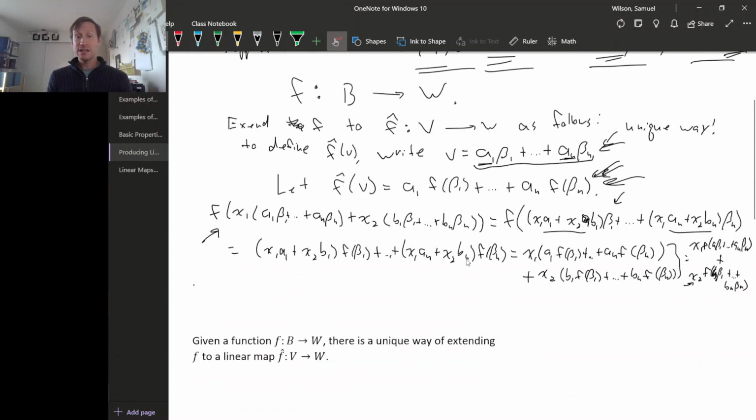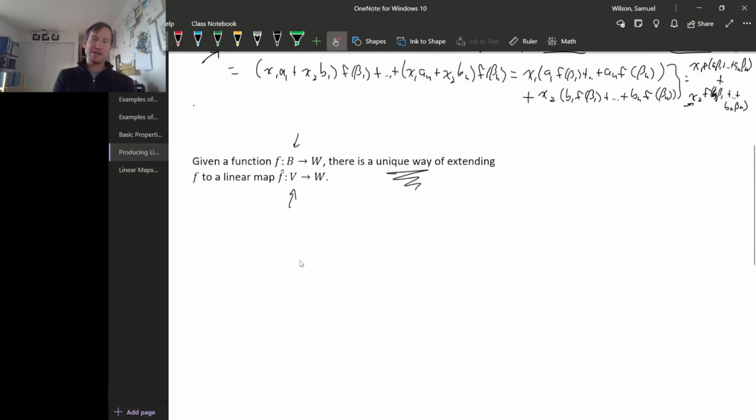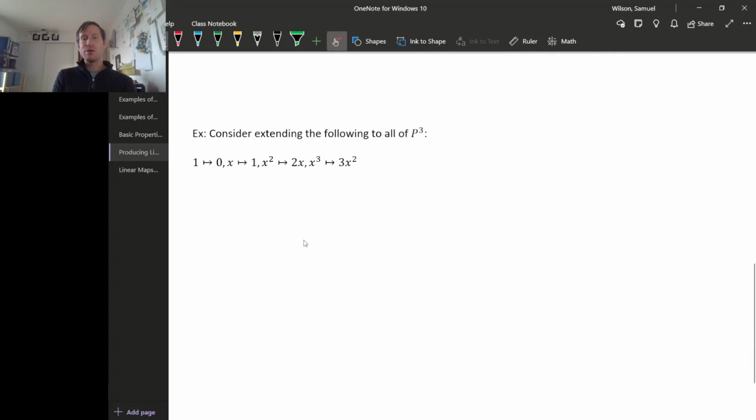All right, let's look at an example of that. This just summarizes what we just proved. Given a function, there's only one way of extending a function on a basis to a function on the entire vector space. All right, let's look at an example.